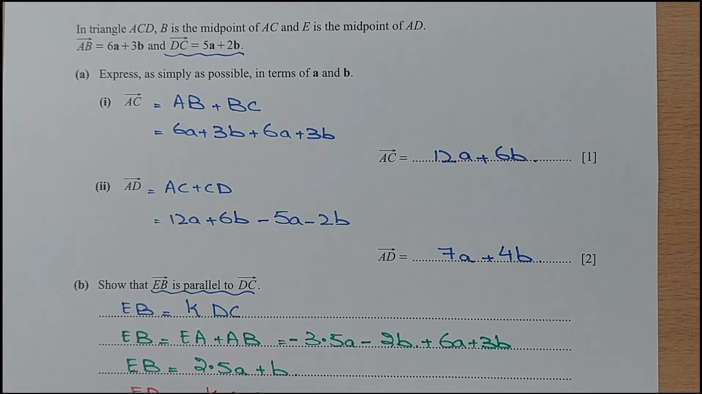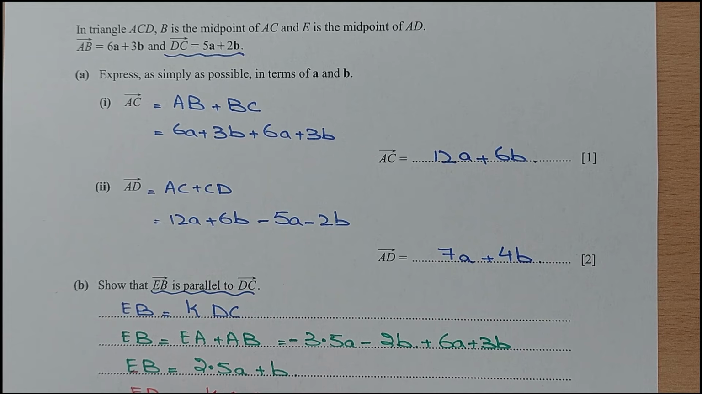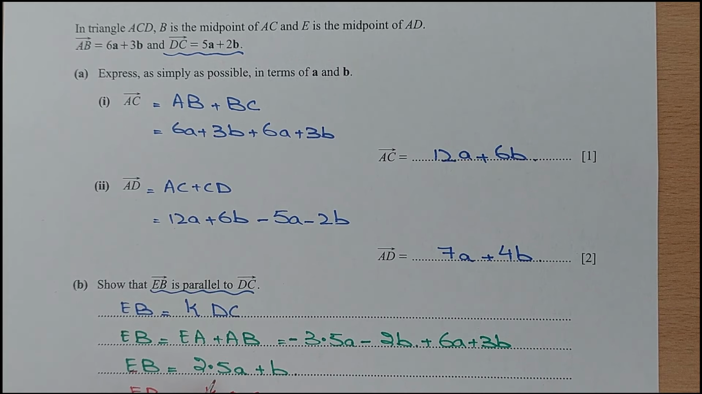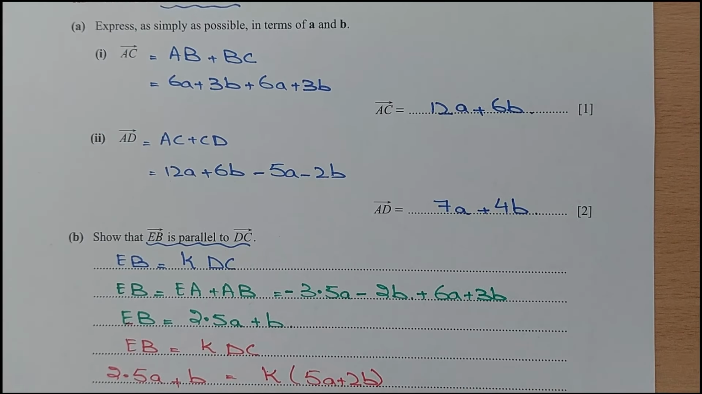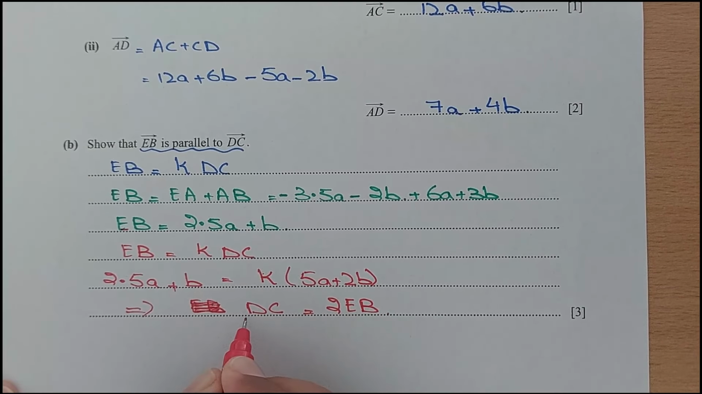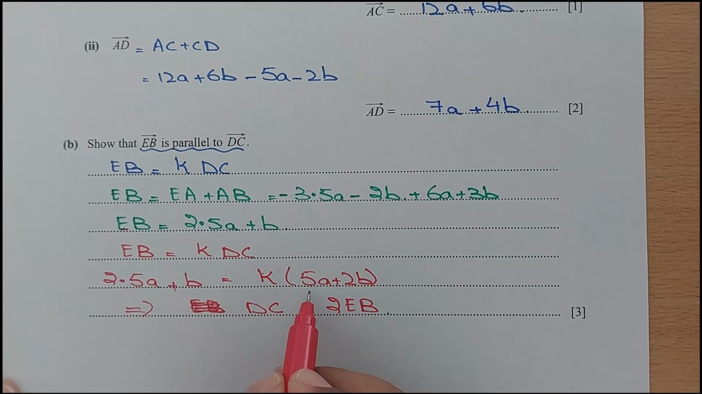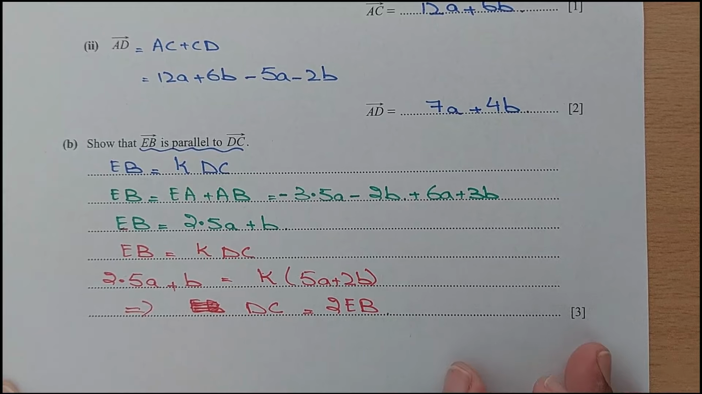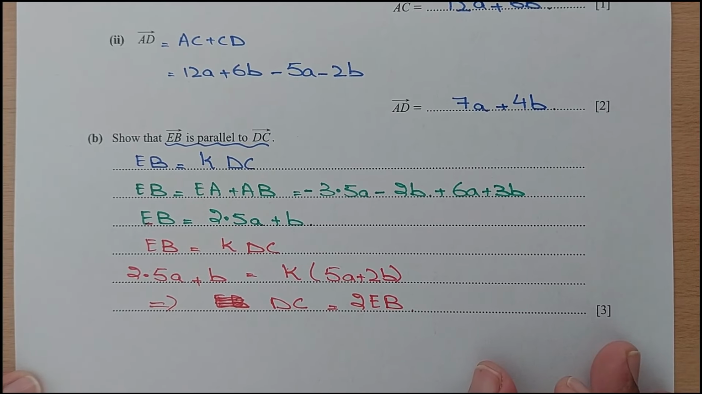So it means DC is 2 times EB, right? So when we multiply EB by 2, we will get DC. Sorry, you can't see. Yeah, over here. So I'm saying that DC is 5A plus 2B. If you multiply EB by 2, you will get DC. So DC is 2 times EB. So it means the two lines are parallel.